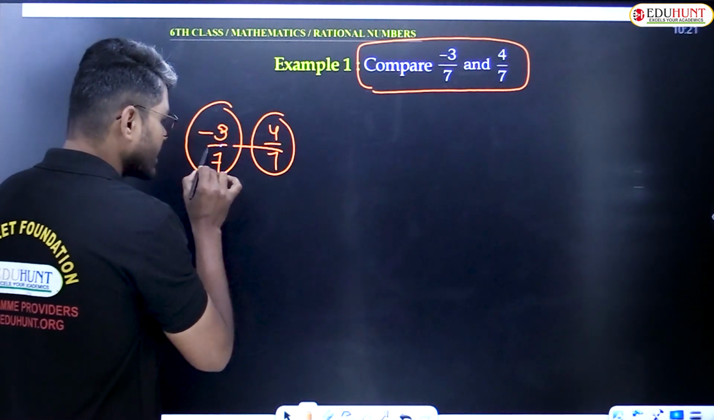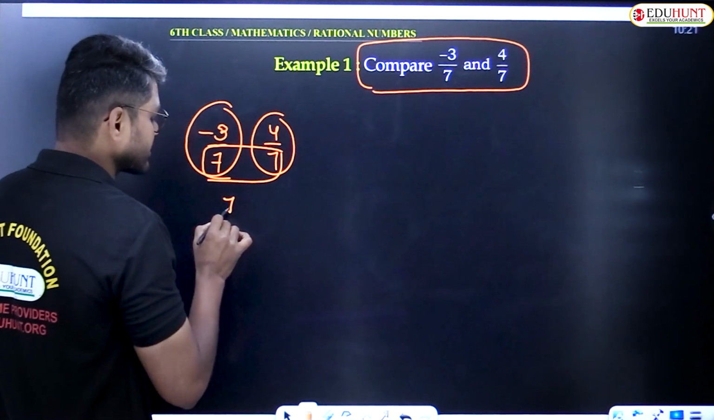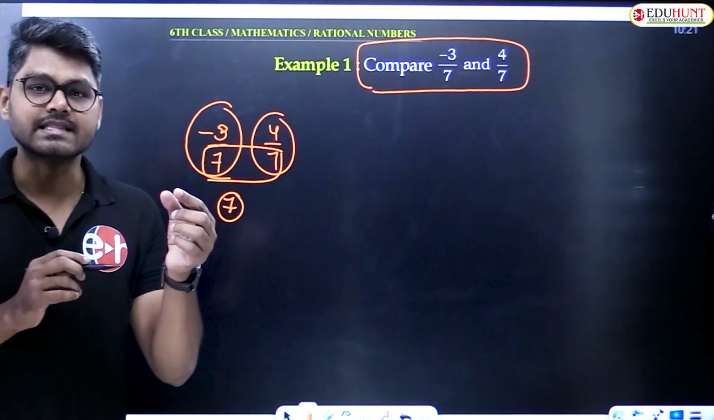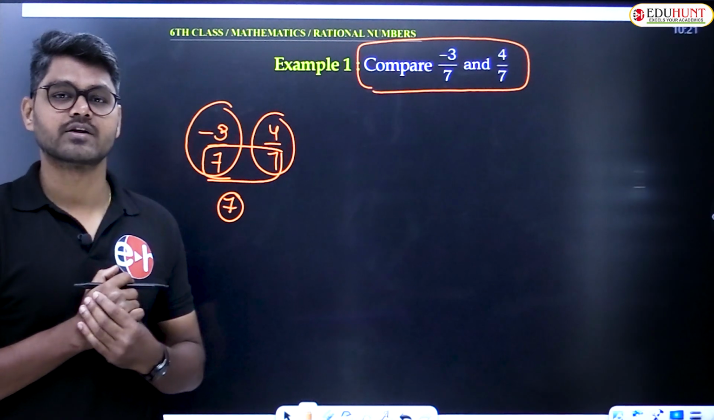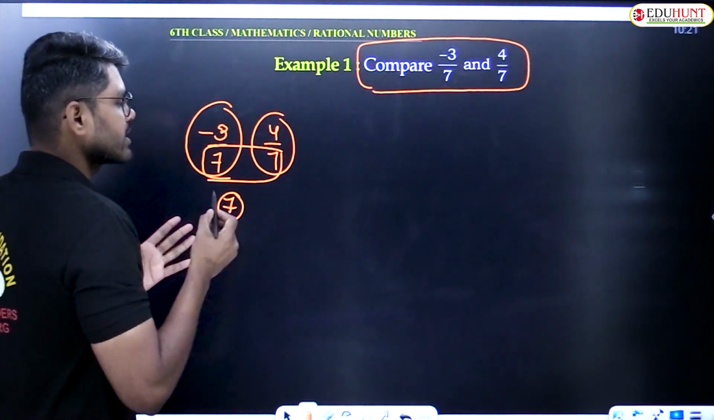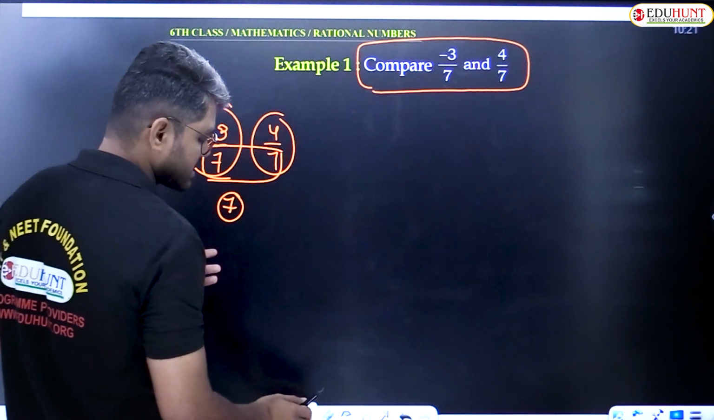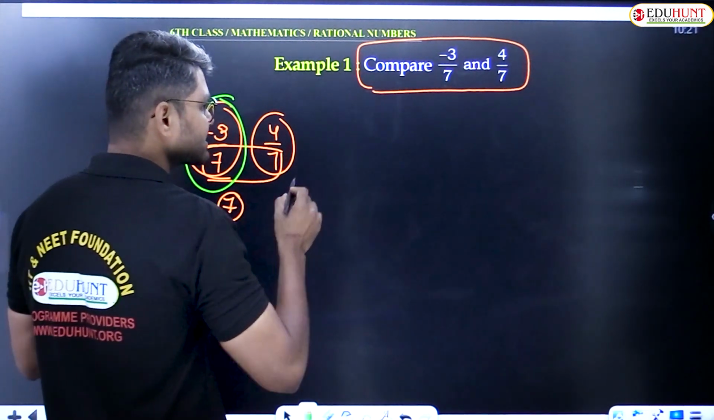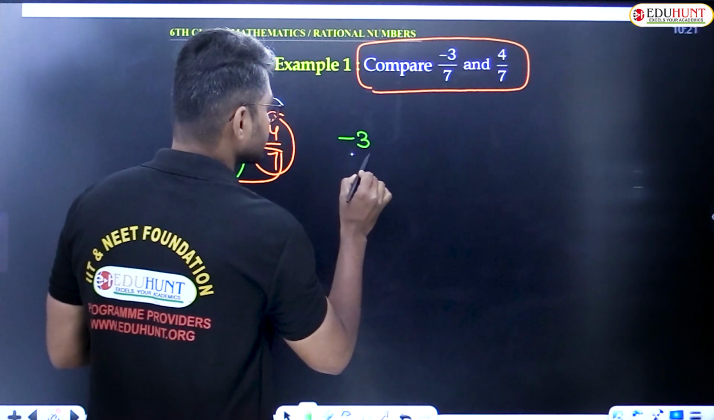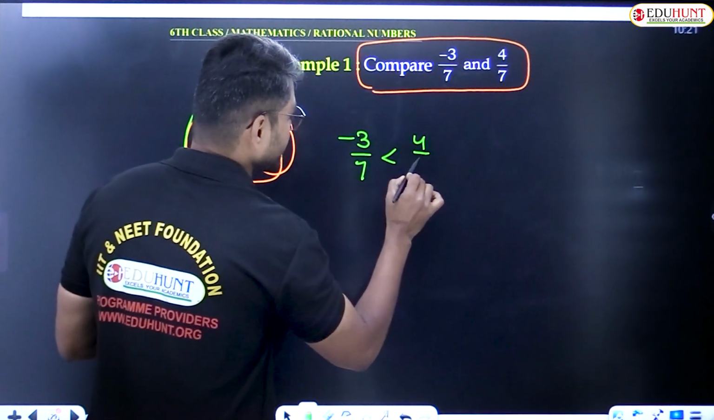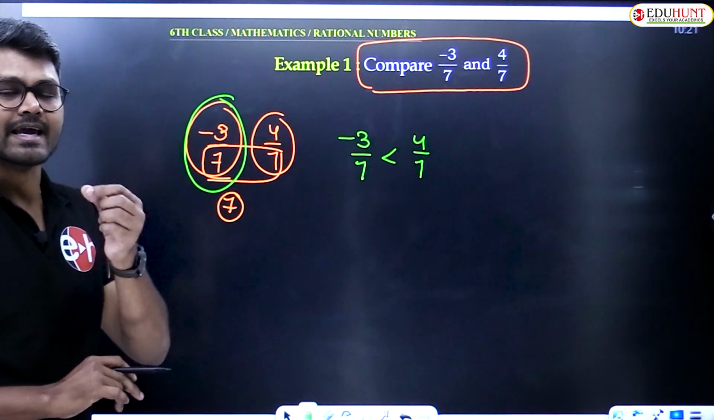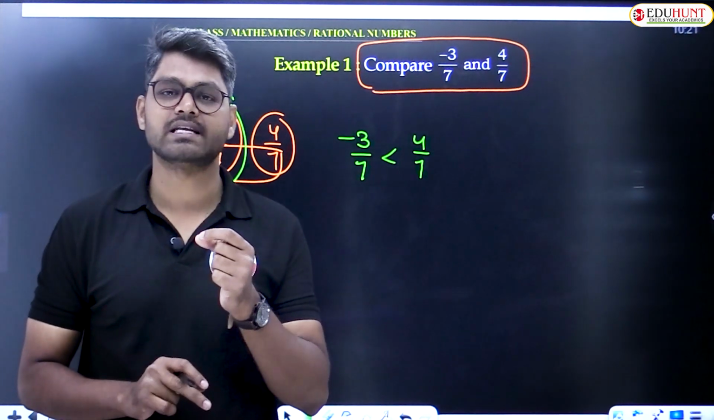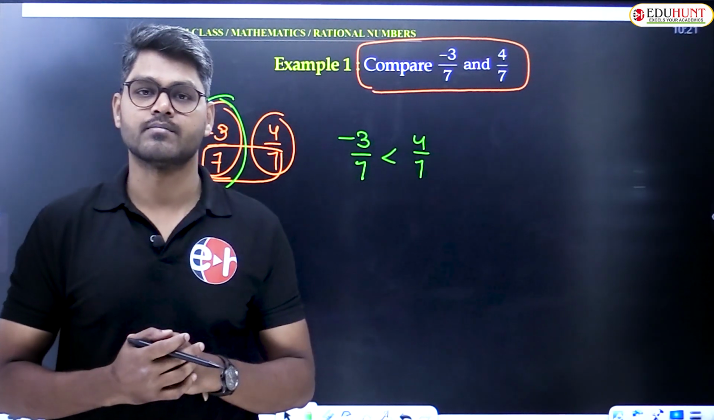Here, both the denominators are same, that is 7. That means whichever the numerator is smaller, that fraction will be the smaller fraction. Which numerator is smaller? Minus 3 is obviously smaller. So we can say that minus 3/7 is less than 4/7. Otherwise, any negative rational number is always less than a positive rational number.